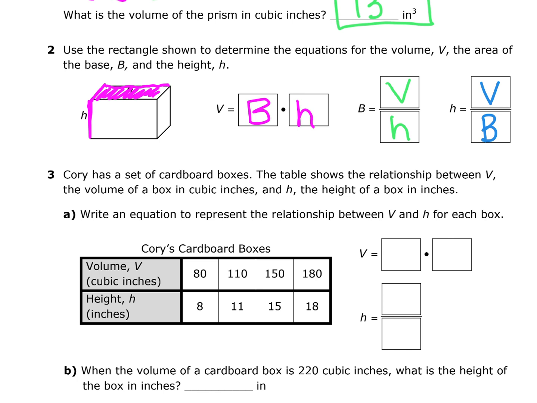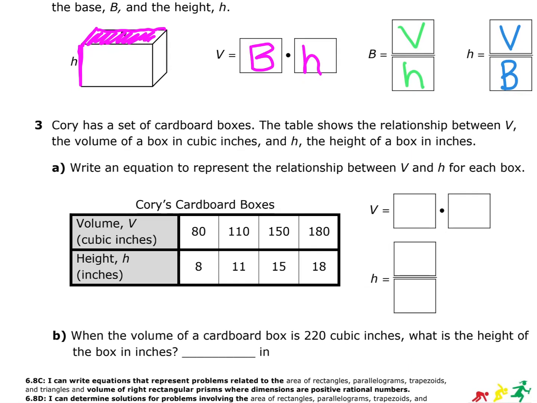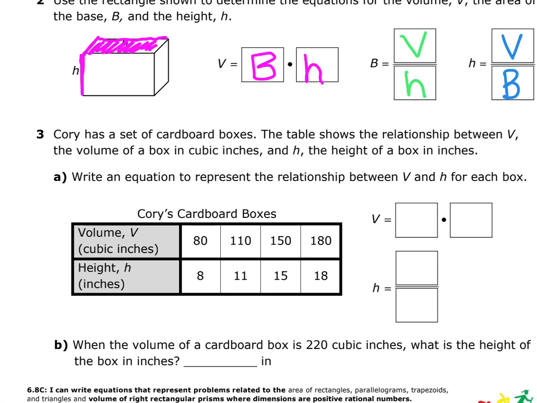All right, let's look at number 3. Number 3 says, Corey has a set of cardboard boxes. The table shows the relationship between V, the volume of the box in cubic centimeters, and h, the height of the box in inches. Write an equation to represent the relationship between V for volume and h for height for each box. Okay, so we've identified we've got volume and we've got height, so you're looking for that relationship.